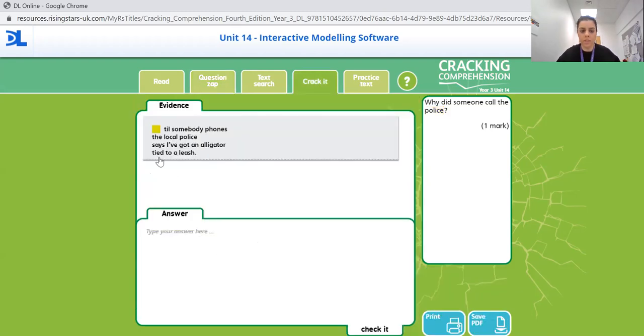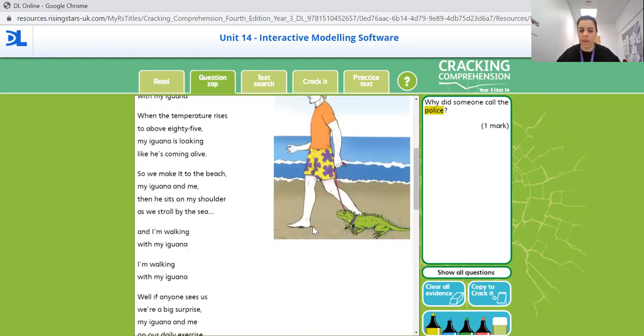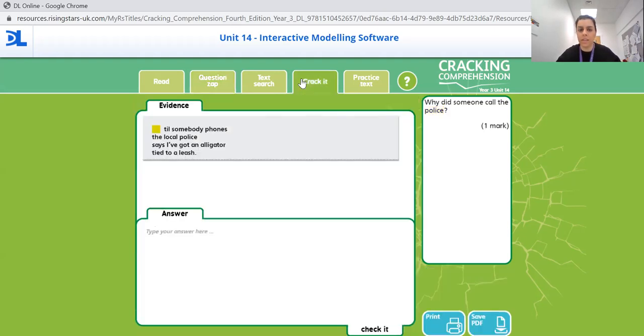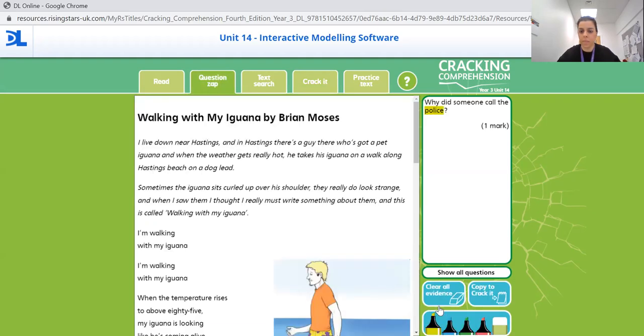Okay, so the answer there, it's telling you, someone thinks that he has an alligator. So they're looking at his animal on the leash that he's got there, and they think he's got an alligator, which is a bit like a crocodile. It's a very dangerous animal. So they've decided, oh, that person's got an alligator. They need to call the police to make sure that the alligator is taken away before it hurts anyone. So the answer to this question, why did someone call the police? Because someone thought he had an alligator on a leash. Or someone thought he had an alligator, not an iguana. Those answers would be perfect.